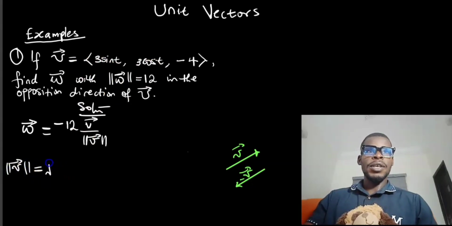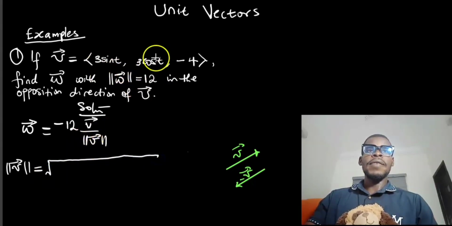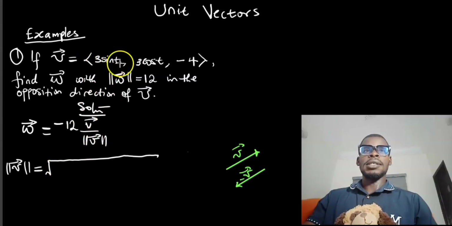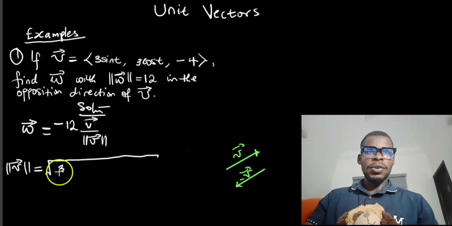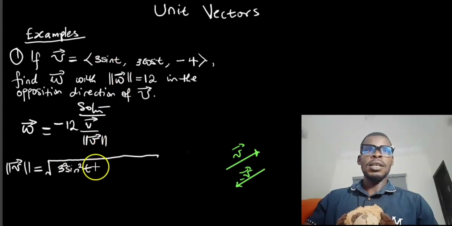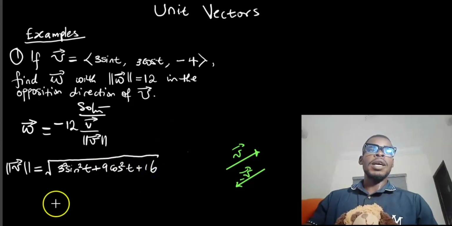In a video where we talked about length of vectors, we discovered that, given any vector, just take the sum of squares of the entries, that is to say, the sum of squares of the orthogonal components of that vector, in the ijk direction. So we're going to say the square root of the sum of squares of the entries. When we square the first entry, we get 9 sine squared. Then we add the square of this, 9 cosine squared of t. And then lastly, we square negative 4, which will just give us 16. So this is what we're able to find out.